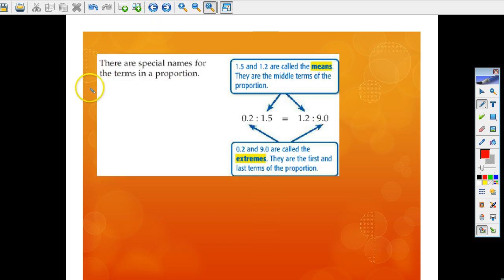Okay, welcome back. There are special names for the terms in a proportion. So when you have a proportion, 0.2 to 0.5 equals 1.2 to 9.0, the middle numbers are called means, the middle terms, okay? And the outside numbers are called extremes. They're the first and last terms of the proportion.